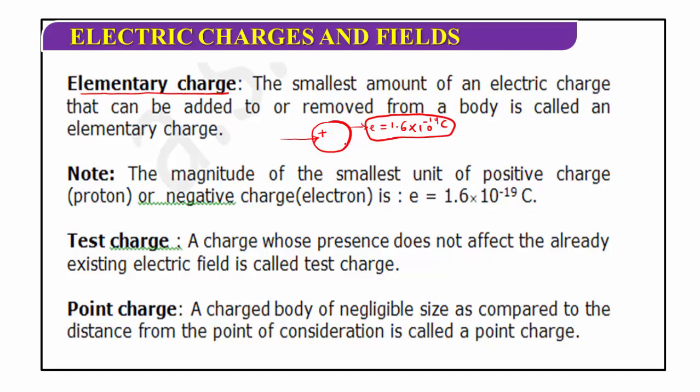How much is the smallest amount of charge I can remove from this body? Again, that is 1.6 into 10 to the power of minus 19 coulomb. This is called elementary charge: the smallest amount of an electric charge that can be added to or removed from a body.